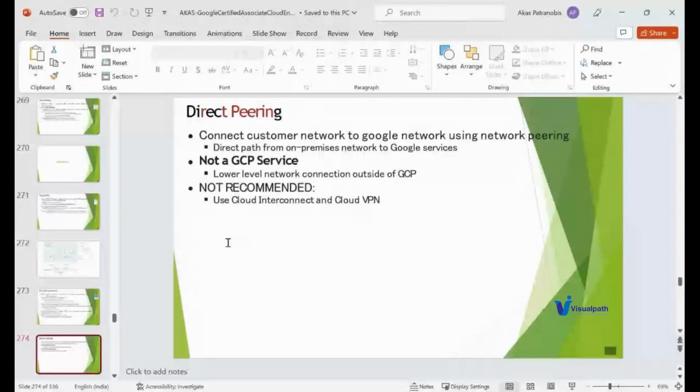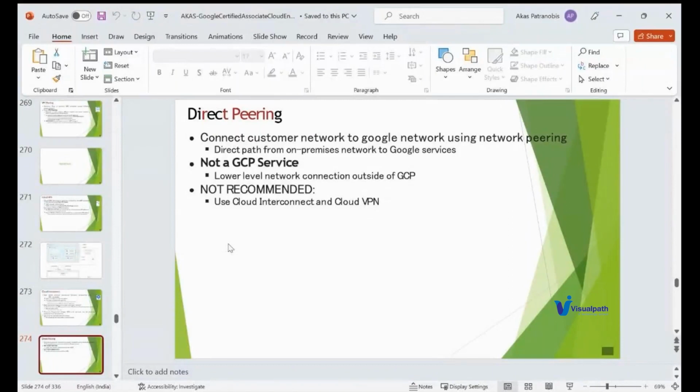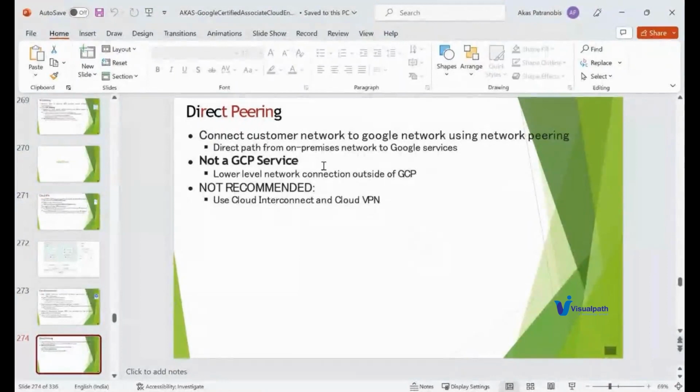Okay, there is one more thing that GCP does provide, but it is not a recommended service, and that is Direct Peering. If you know AWS, you know AWS Direct Connect, right? It works in the same way, but it's not a GCP service first of all, and it's not recommended also. So GCP tells you to please use Cloud Interconnect or Cloud VPN. This might be a distractor question in your exams, so please do take a note. I just wanted to highlight this.